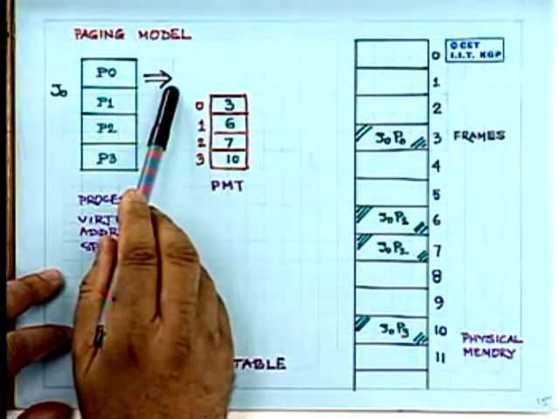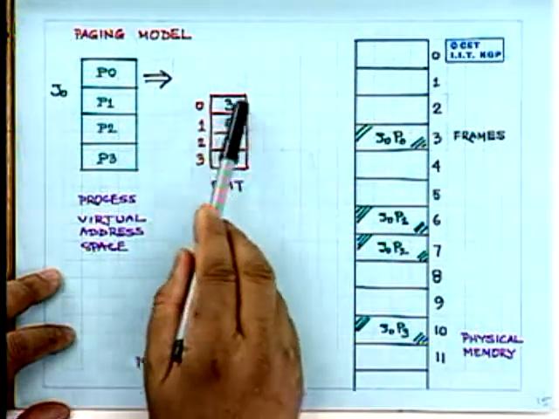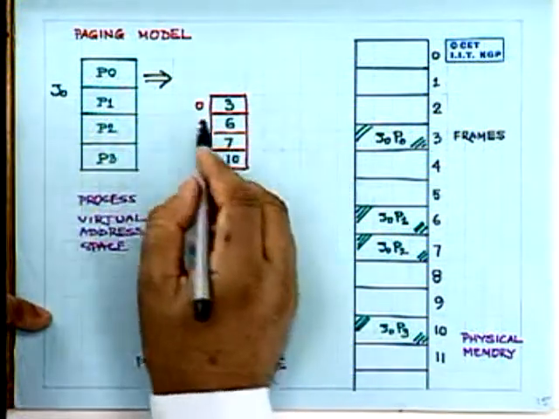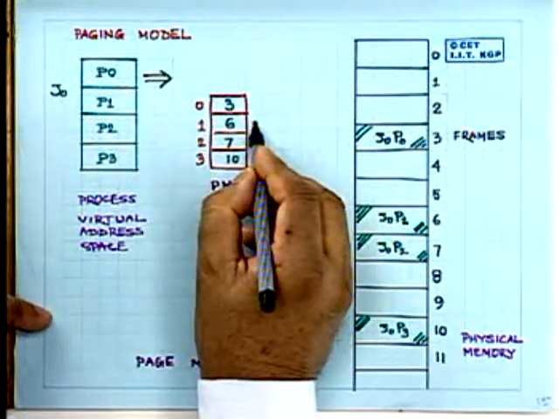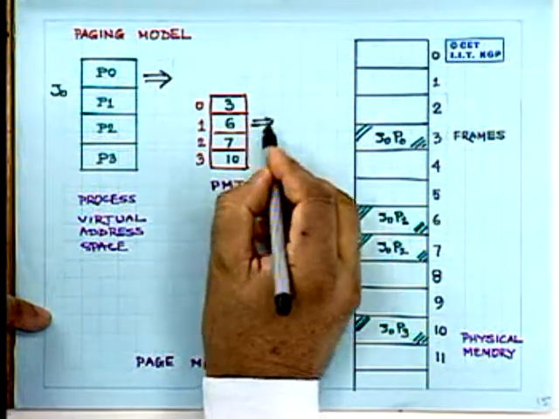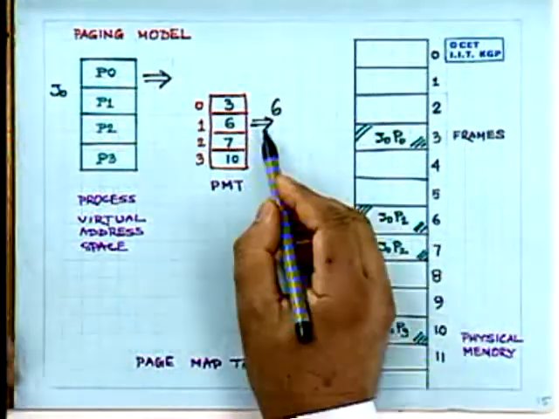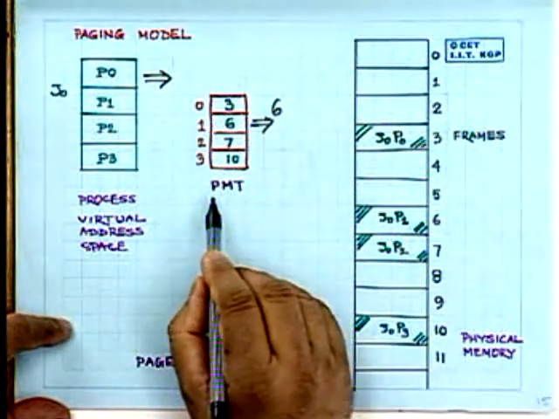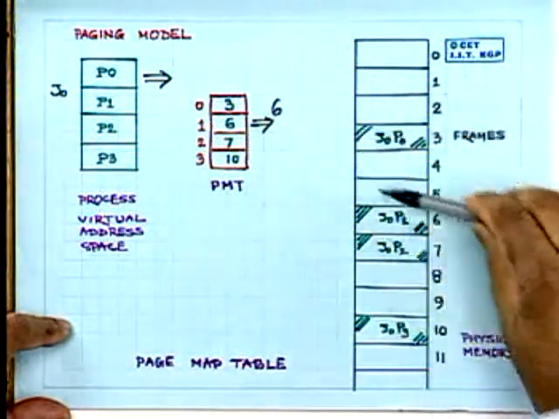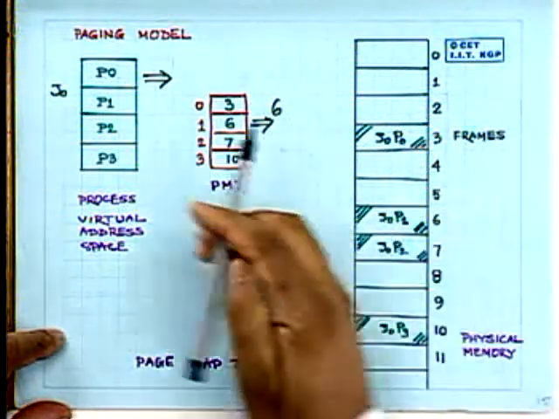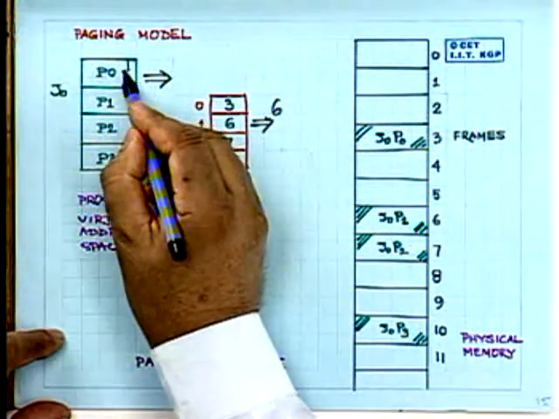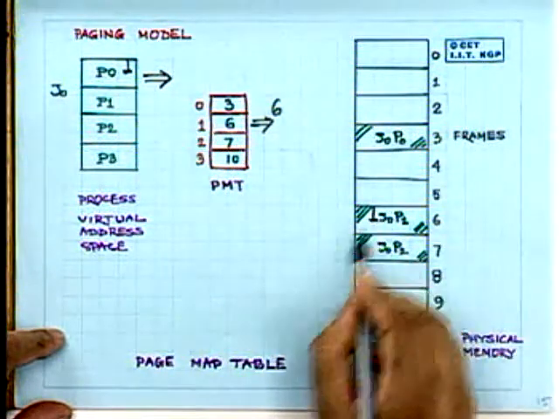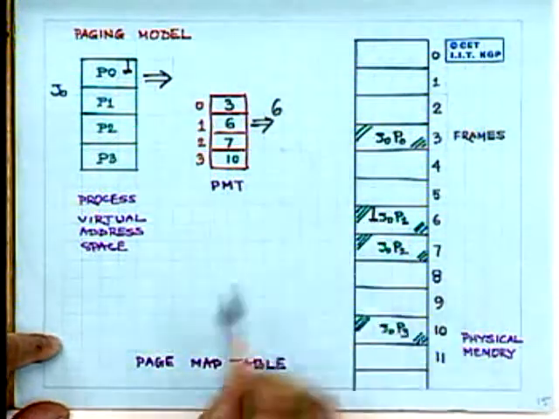That means the page number can be taken as an index to this page map table, and the corresponding frame number, say if it is page number 1, then the corresponding frame number 6 can be produced by the mapping function using this page map table. Then we can come to frame 6, take that offset within this page, come to that offset over to here, and can access a particular location, right?